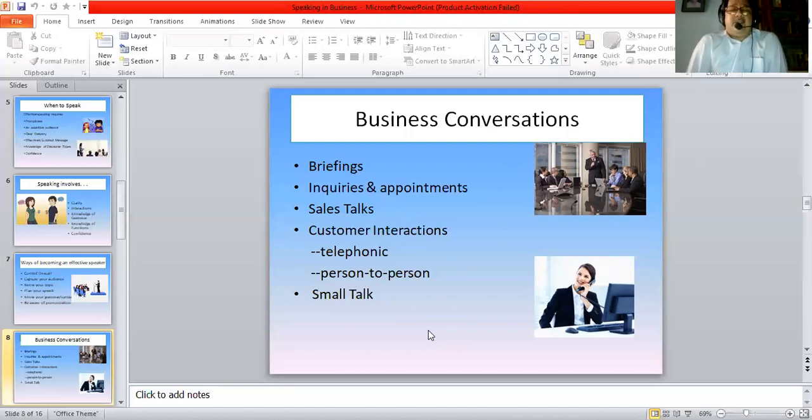Again, there are sales talks, which are very important. I've already referred to them, and how you make people listen to you or persuade them to buy the products or services that you are talking about. Again, this is a part of business strategy and part of business speaking. Customer interactions, both spoken in terms of person to person interaction or face to face, and telephonic interaction. This is taking place all the time when we are interacting with customers over the phone, registering complaints, giving troubleshooting help, and so on. So again, this is very important.